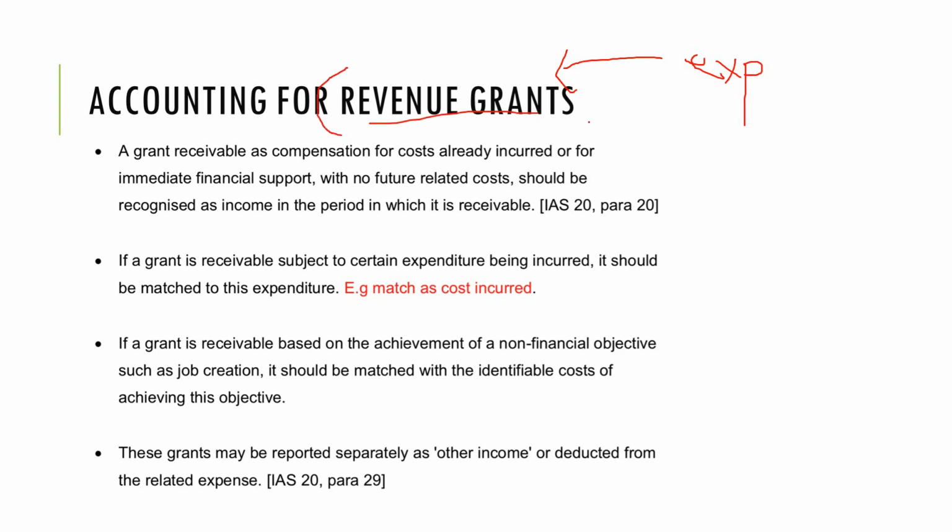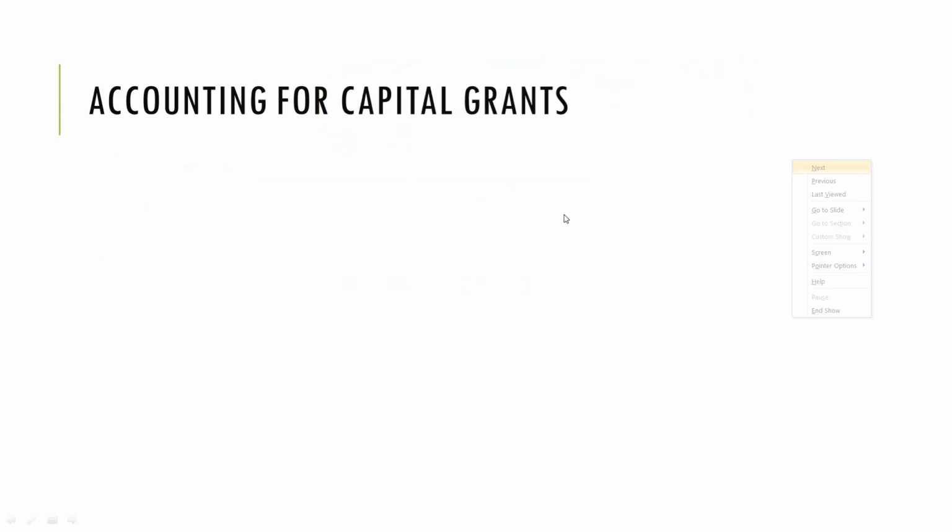So this grant revenue that we receive from the government will have to be matched with the appropriate expenses. We will look into that later on. We have one example for that. So what you have to understand is that the grant that we receive must be matched with the related costs. Okay, so that is revenue grant.